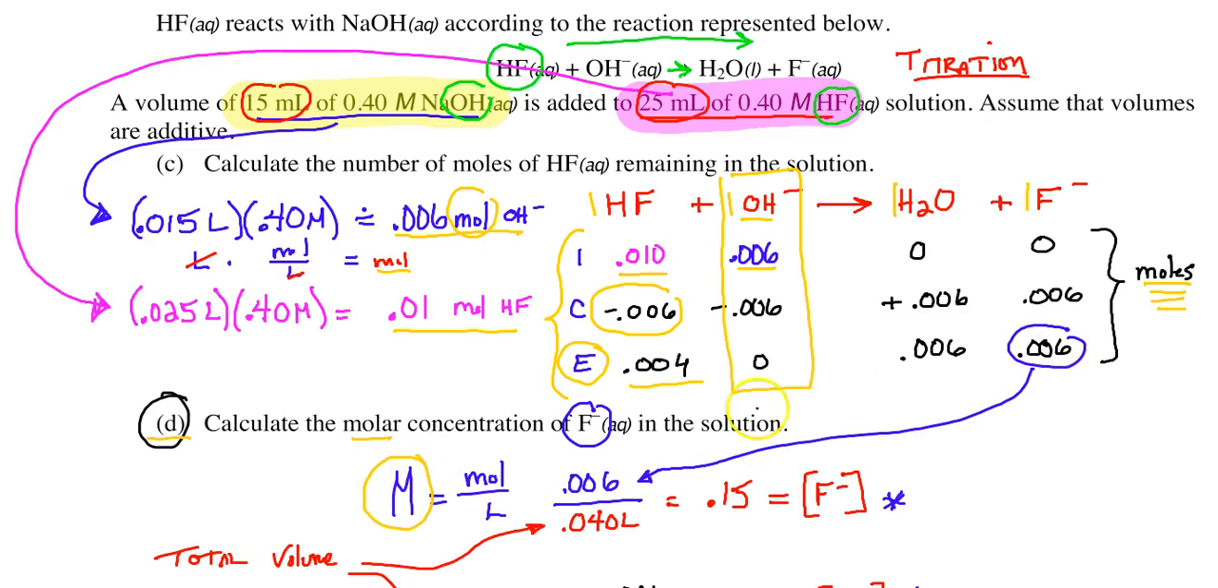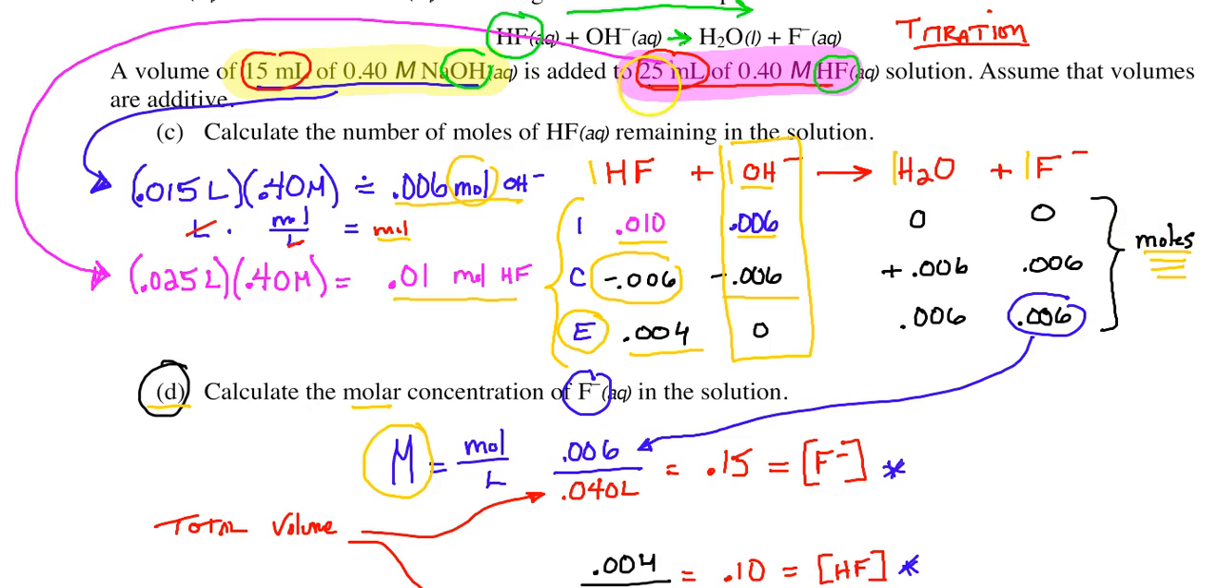So we take the moles of the F minus that remained, and notice whatever hydroxide was used up is exactly how much fluoride ion was produced, because it's minus x, plus x. In any case, I divide that by the total volume. Of course, we're adding liquids together, so the total volume is 25 plus 15, which is 40 milliliters. I convert to liters because molarity has liters as a unit. I take the moles divided by the liters, and there's my value for the concentration of the fluoride ion.